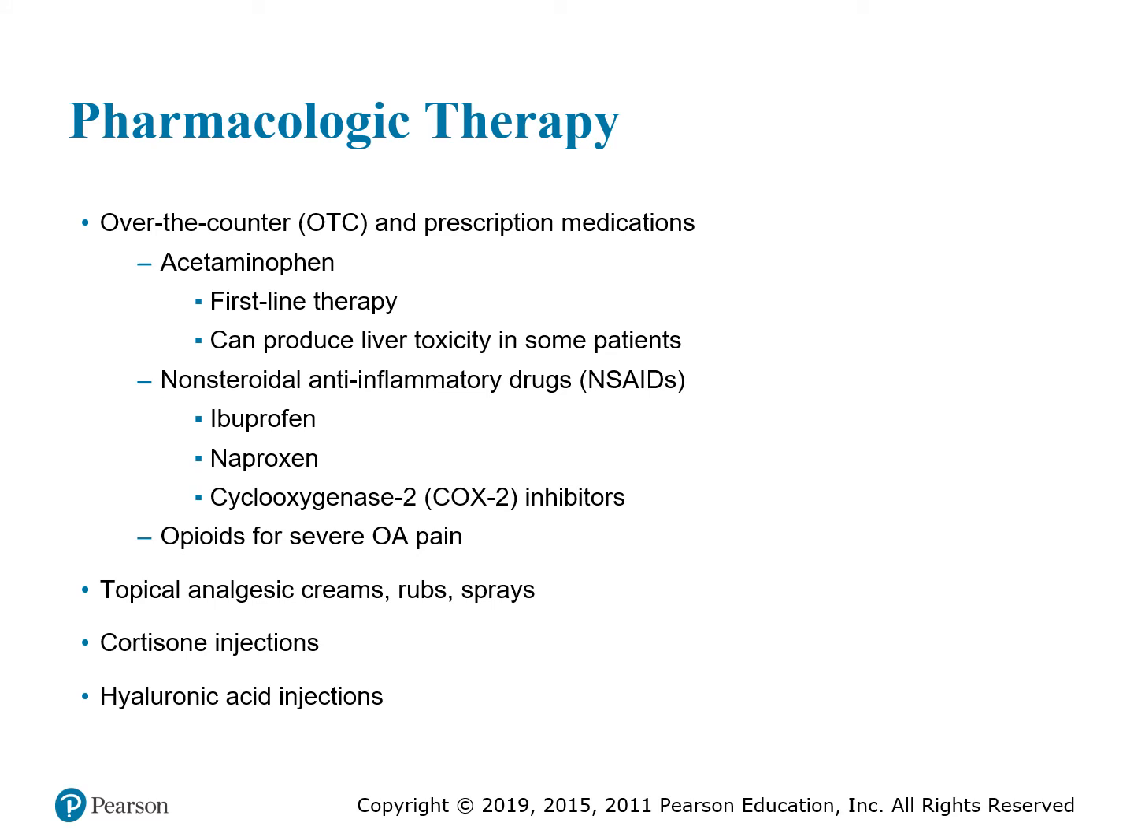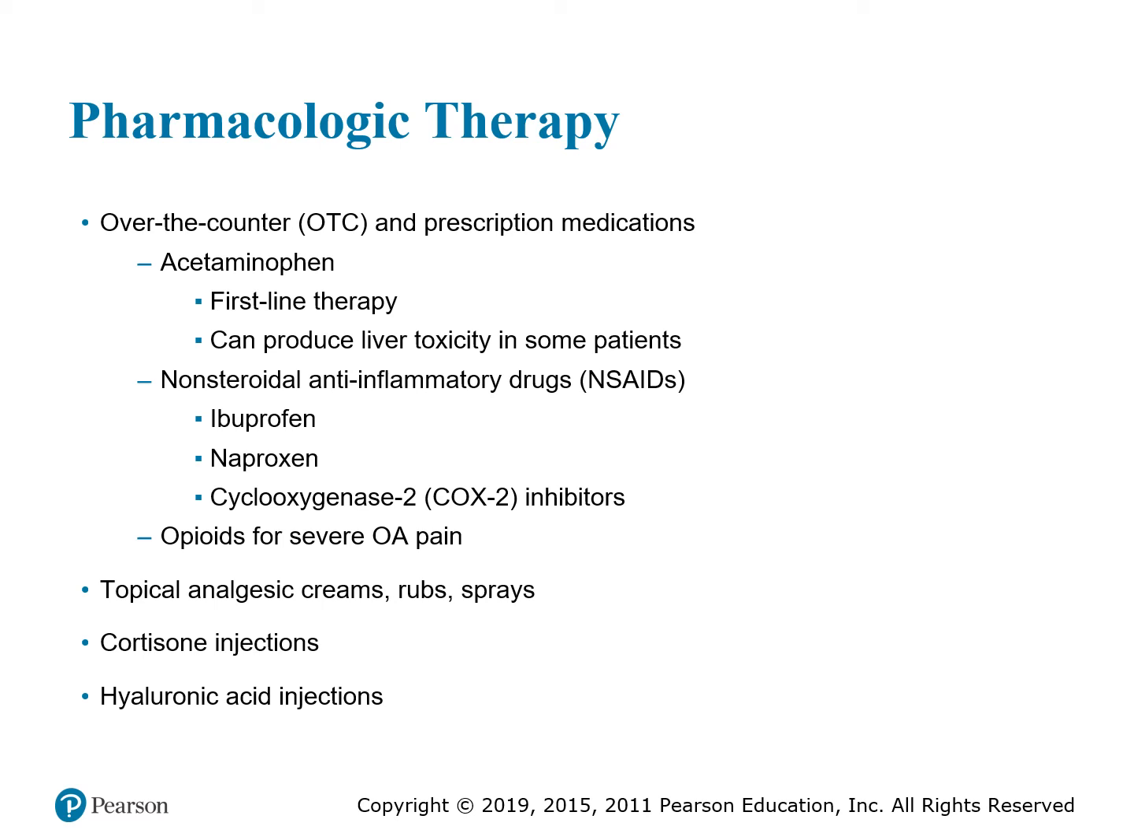Pharmacological therapy, and this is listed on page 949, over-the-counter and prescription medications. Acetaminophen is the first-line therapy. It can produce liver toxicity in some patients, and there is a safety alert on page 949 that talks about acetaminophen. The warning must include the information that exceeding a dose of 4,000 milligrams a day may result in liver damage. So we definitely need to educate our patients about limiting the number of pills that they take.